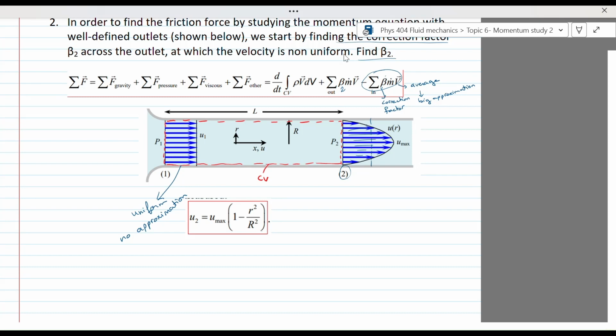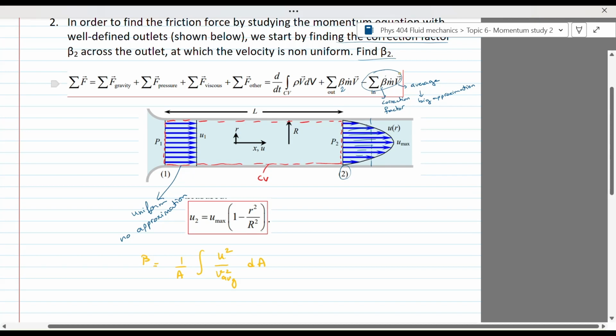Now, to find beta, our formula tells us that beta is equal to 1 over A, integral of u squared, where u is the component of the velocity that is across the direction of n, which is normal to our area, over v average squared, which is the approximation that we have taken here in our momentum equation, times dA. So we're integrating over dA.